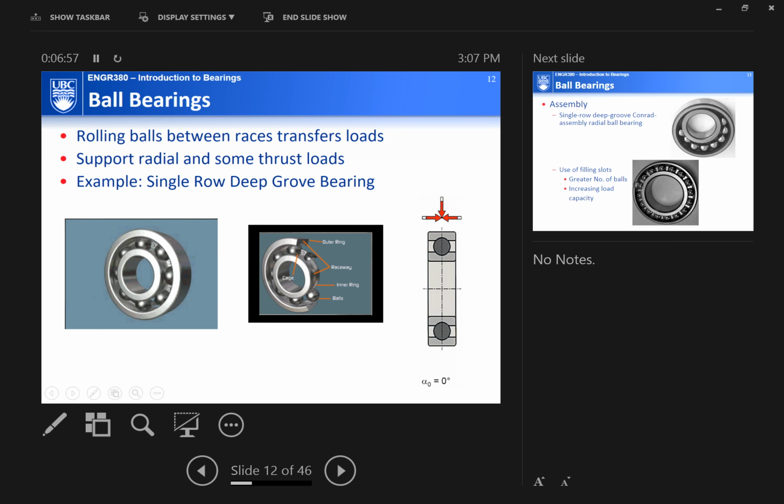Okay. So the first one is what we call the single row deep groove bearing. You have rolling balls between the races, and it can be used to support mainly radial load, but it can also be used to support a certain amount of thrust load here. Okay, so there's a certain amount, and it can be in both directions for the thrust load.